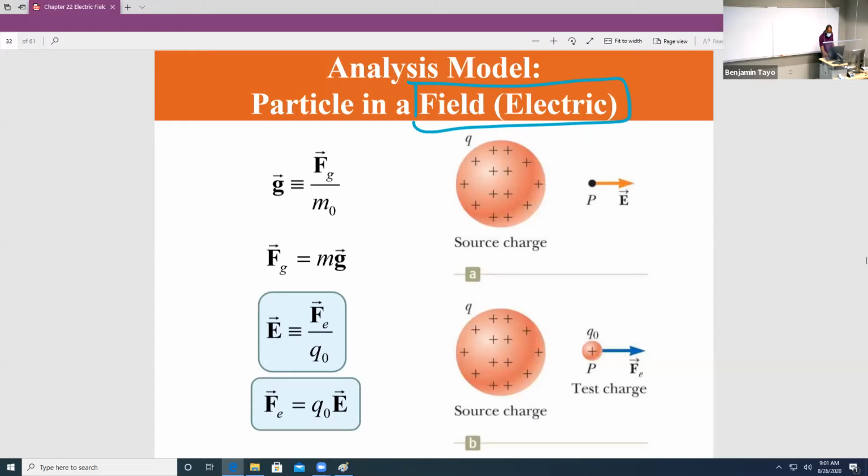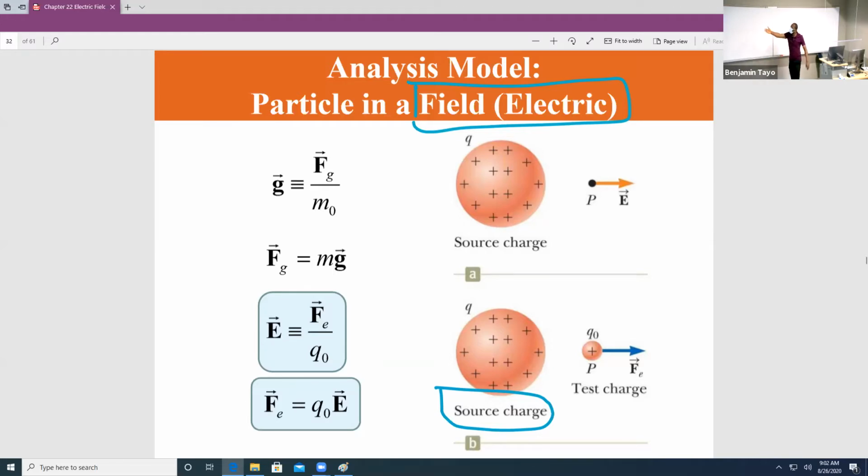We said that there is always going to be a source. Now, looking at this example, do you see that the source charge has a very large mass, right? So we're going to assume that the source is not moving. But the test charge, which is the smaller mass, that's the charge that is going to move, right?